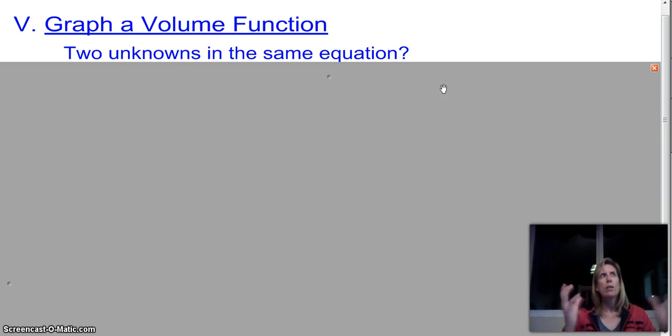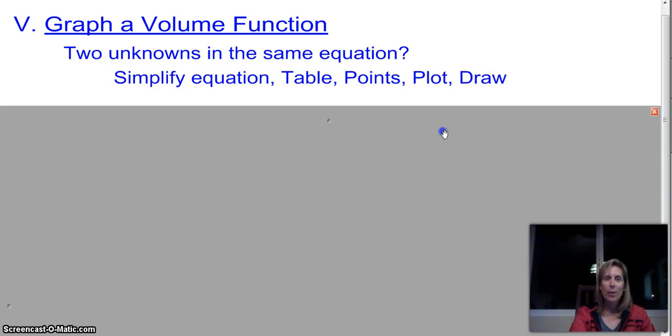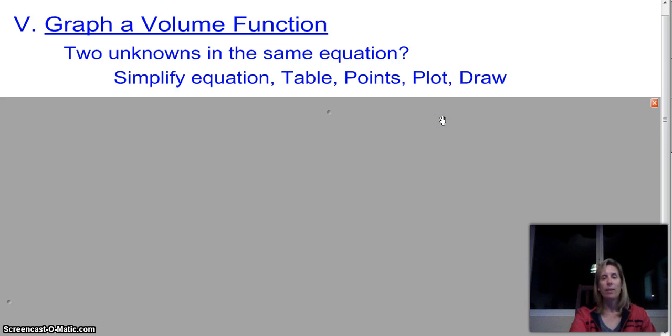So what did we do with equations? We first put them into function form, right? Remember, we isolated a variable. And then, it's the most basic way to find points, make a table. So we're going to simplify an equation, make a table, get some points, plot them on a graph, and then connect the points, right? Draw.